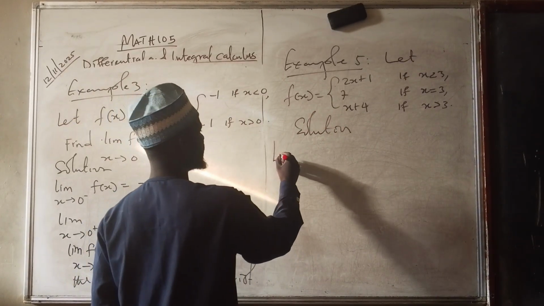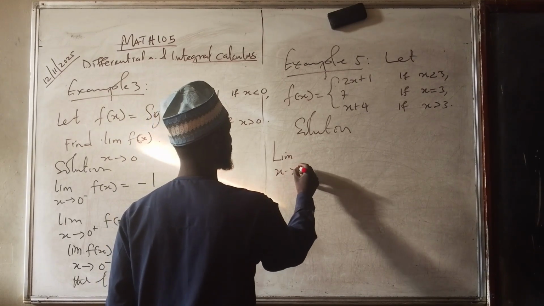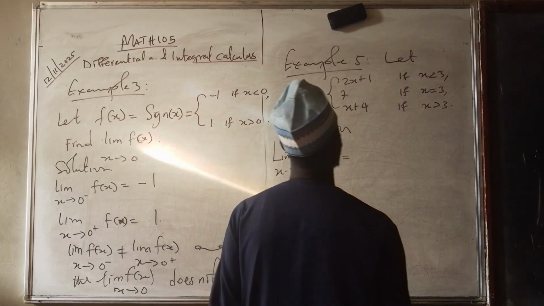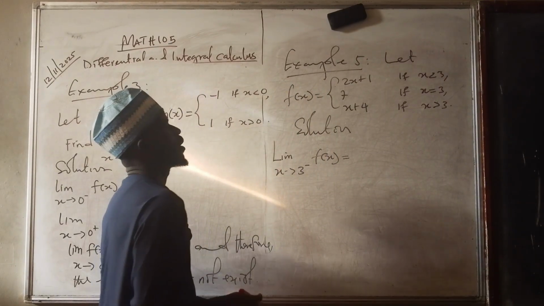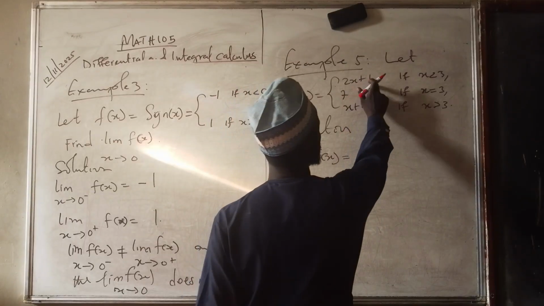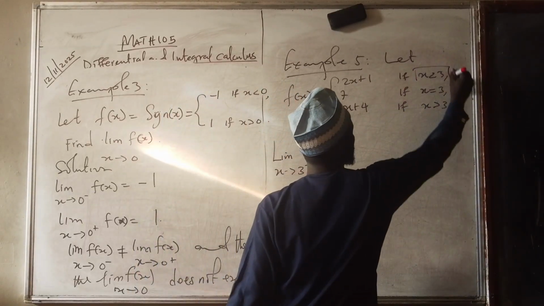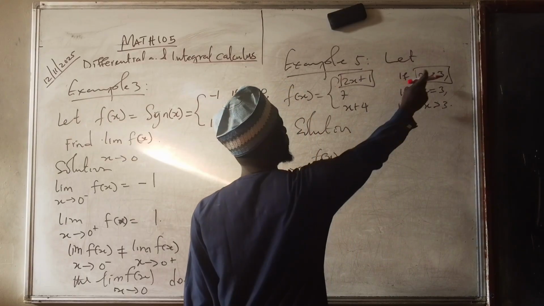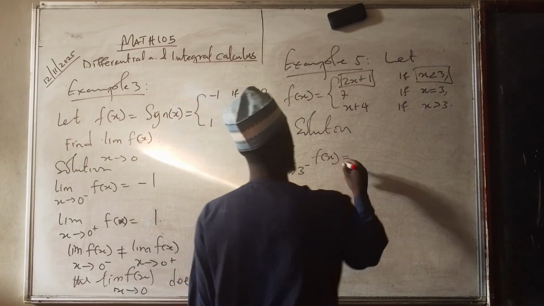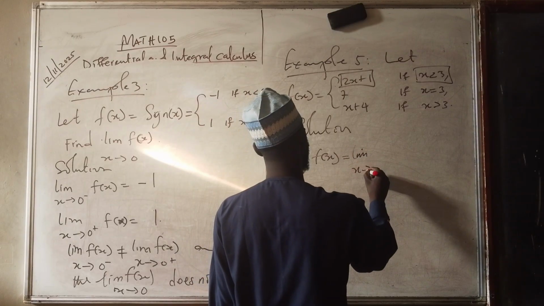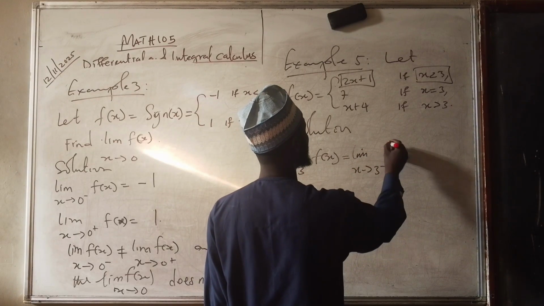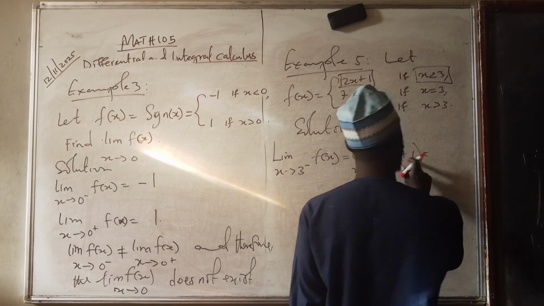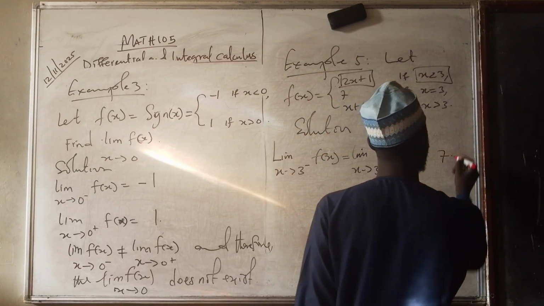What is the left-hand limit? The limit as x tends to 3 from the left of f of x is equal to this, because we are talking about the left, so we have to take this value. It equals the limit as x tends to 3 from the left of 2x plus 1. And that is equal to what? 2 times 3 plus 1, and that is equal to 7.